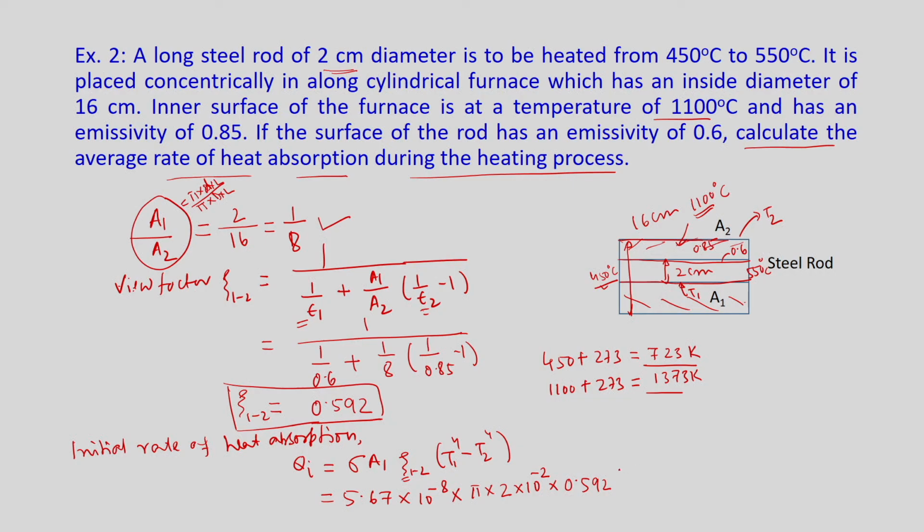its value is 0.592. Okay. And T1 is 723 to the power of 4, then we have 1100 to the power of 4. So if we do these calculations, then we will get a value of something like 6908.72 watt per meter, because it's per unit, this length is not given, so that's why it is per unit. So this Qi is the initial rate of heat absorption due to radiation exchange.